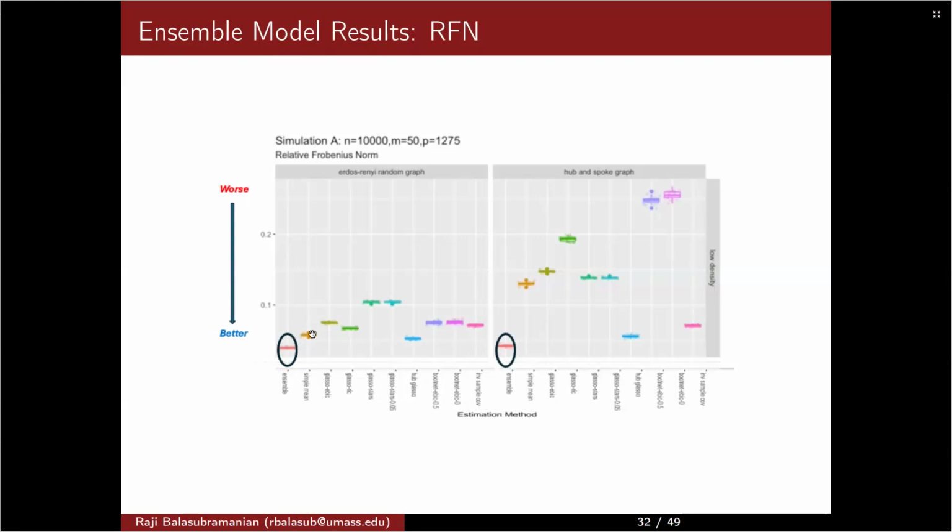So that's why we threw that in there. And then we have all of our other individual methods, their relative Frobenius norms lined up right next to it. And so you can see that in both these situations, for example, here, the hub and spoke, when the true graph is hub and spoke, it's no surprise that the hub graphical lasso does really well, right? But so does the SpiderLearner.